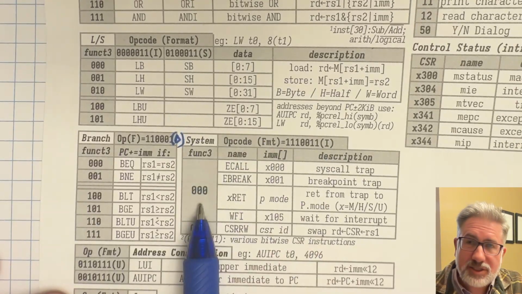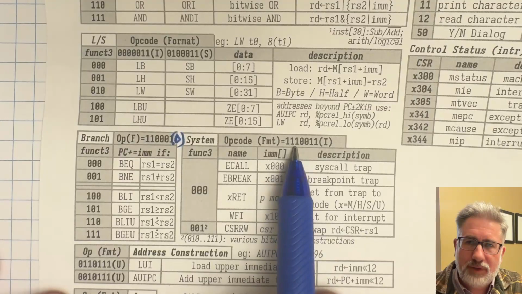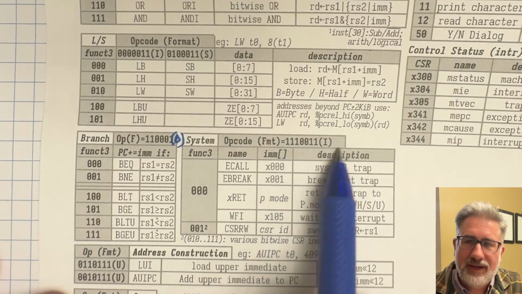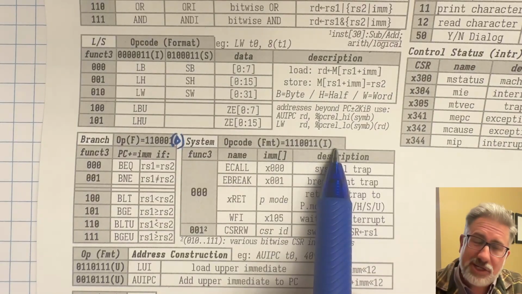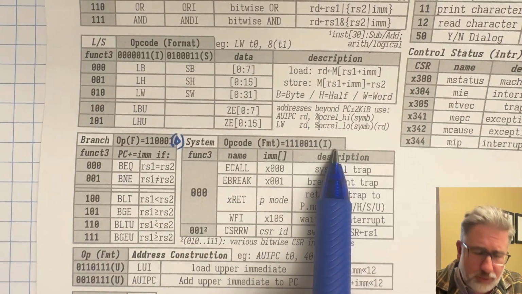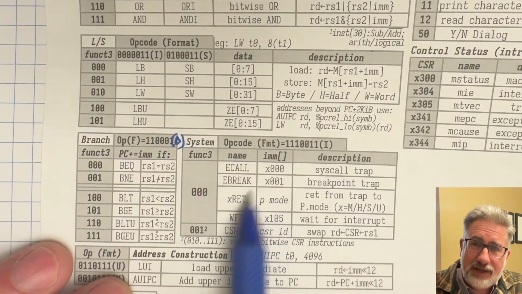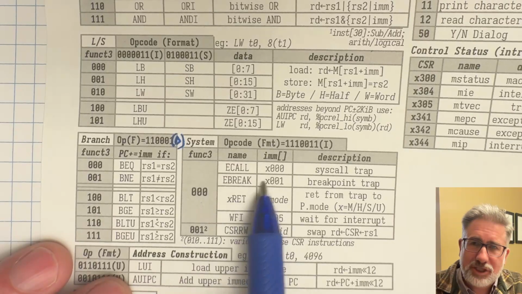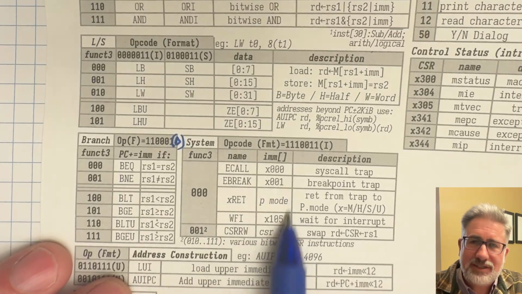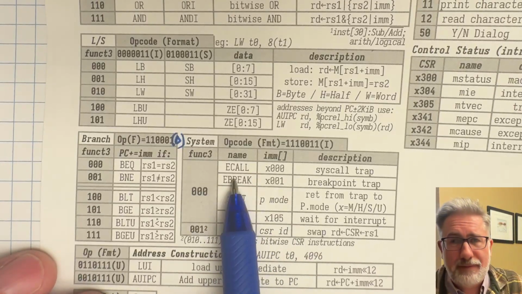So we have system instructions here, where the opcode is 1110011, and these are I format. The immediate value is used to encode some information that you're going to send to the system. And so what do these look like? Well, we've got ecall, ebreak, return, and WFI. These are all 000 as the function, and then the immediate field actually contains the encoding for what this system instruction is going to be.